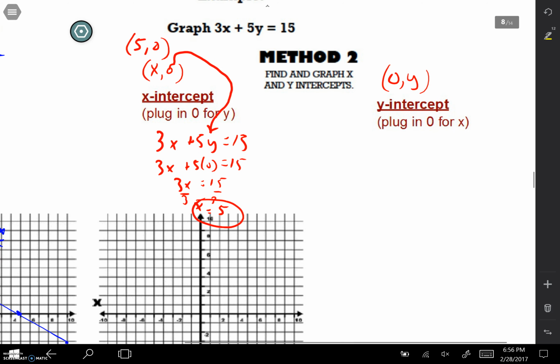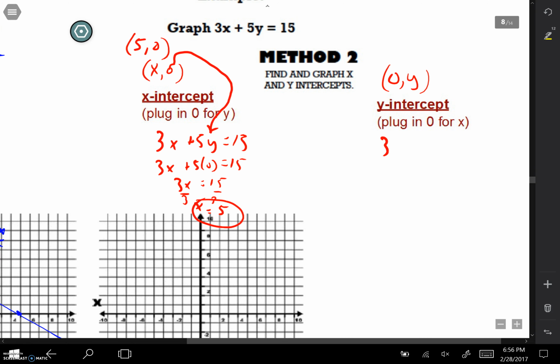Next, I do it again. I know that the y-intercept is when x is 0, so my function is 3x plus 5y is equal to 15. This time I take the x is 0 and I substitute it in. So I get 3 times 0 plus 5y is equal to 15. Anything times 0 is 0. I have 5y is equal to 15.